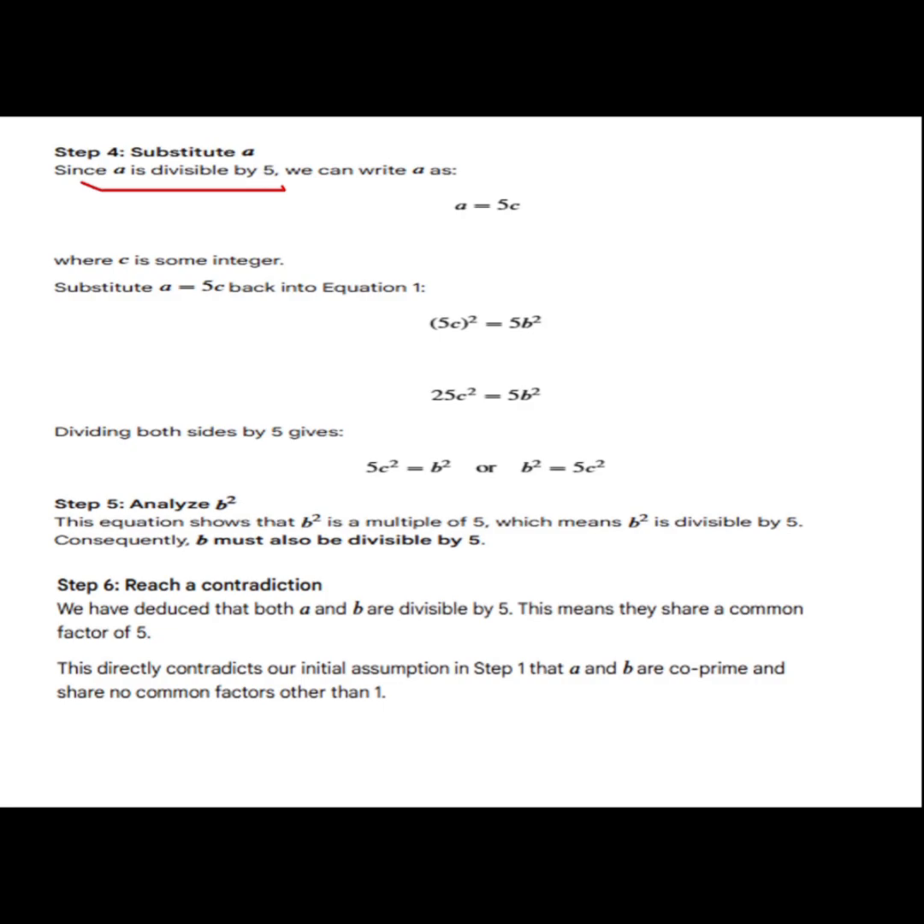A is divisible by 5, we can write it as a is equal to 5c, where c is some integer. Substitute a is equal to 5c in equation 1. That we can write as 5c whole square is equal to 5b square. That is equal to 25c square is equal to 5b square. Divide both sides by 5. That is equal to 5c square is equal to b square, or b square is equal to 5c square.